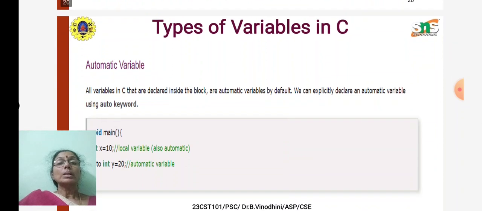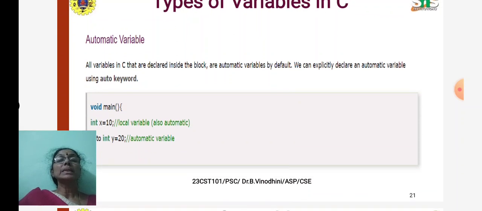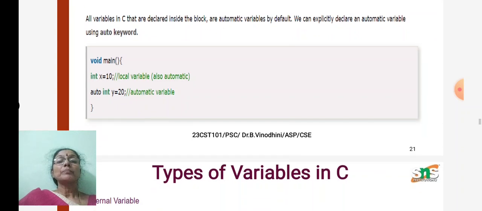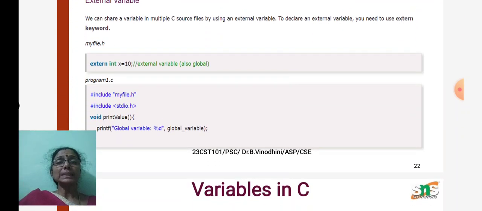Next is the automatic variable. An automatic variable is one declared with the name auto. By default variables are automatic, but we can also declare that explicitly. That is an example of an automatic variable. Here s equal to 10 is a normal variable, then auto followed by the type of the variable, and y equal to 20. Using the auto keyword we are defining the automatic variable.